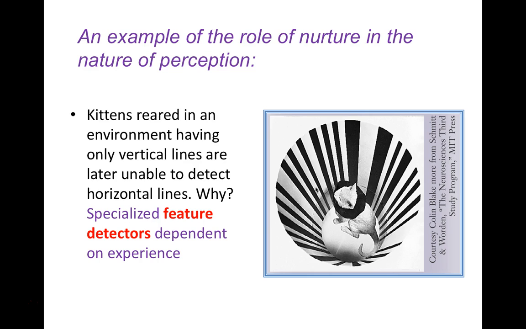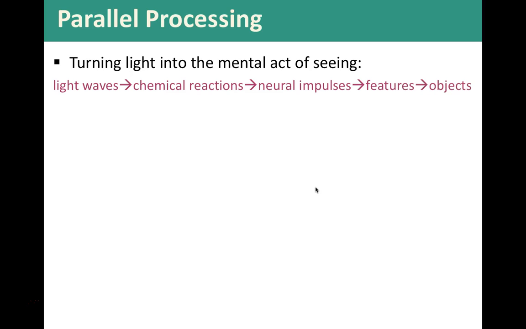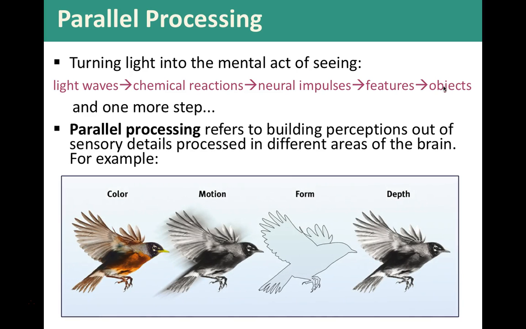Okay. So I'll also talk a moment about parallel processing. Turning light into the mental act of seeing. We go from light waves to those chemical reactions we talked about, to those neural impulses, to detecting features, to seeing objects. Okay. And one more step, parallel processing. That refers to building perceptions out of sensory details that are processed in different areas of the brain.